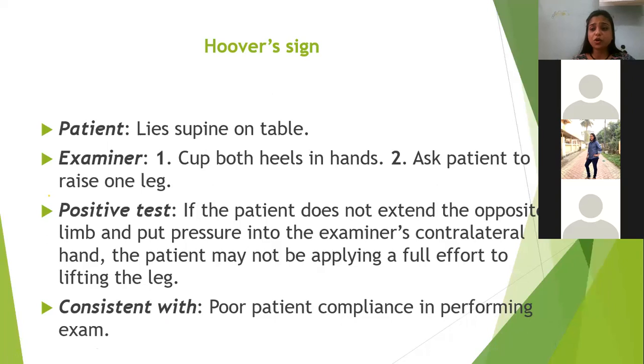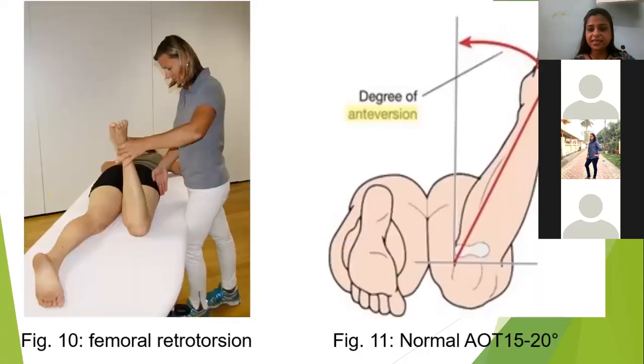If the patient does not extend the opposite limb but puts pressure on the examiner's contralateral hand, the patient may not be applying full effort to lift the leg. So it shows there is poor patient compliance in performing the examination. Okay, so these are all the tests.